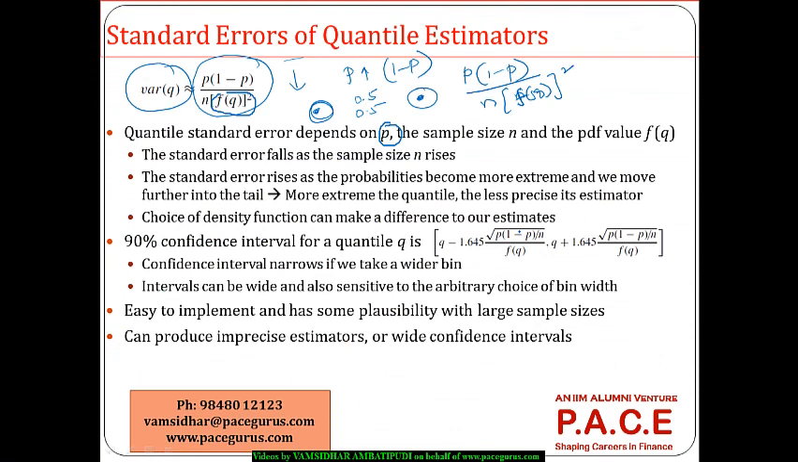So what you could clearly see is the standard error falls as the sample size n is increasing, and at the same time, as the probabilities become more and more extreme, the standard error is increasing. So the more extreme the quantile, the less precise is the estimator. And the choice of the density function, depending on f of q, the h which we are typically using, the bin size, is making a difference to our estimate.